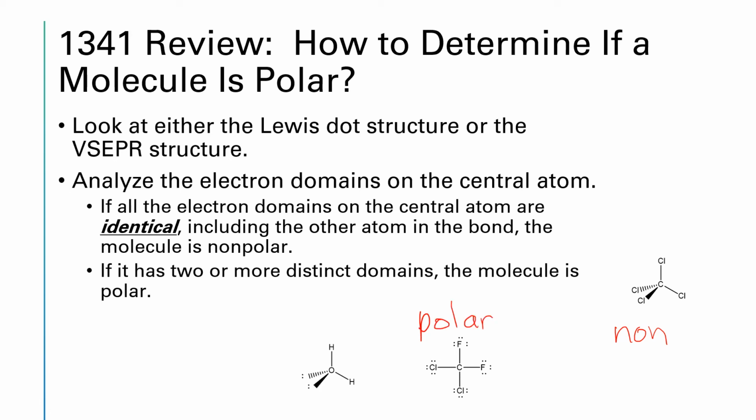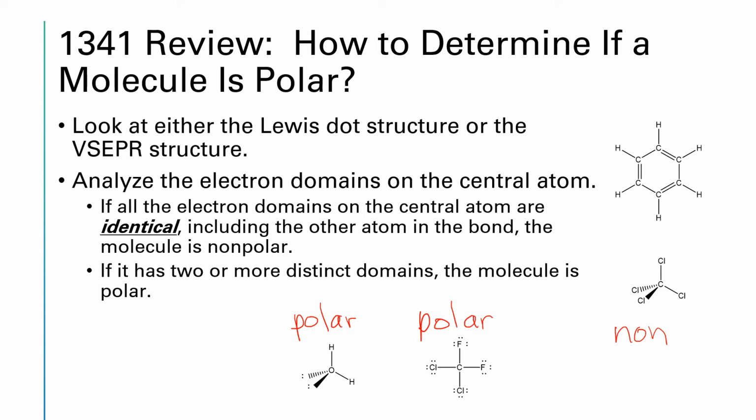If we take a look at water, water also has 2 distinct electron domains. One of them is an oxygen-hydrogen single bond. It has 2 of that type of domain, and the other type of domain is a lone pair. So the fact that this has 2 distinct types of domains makes water a polar molecule.